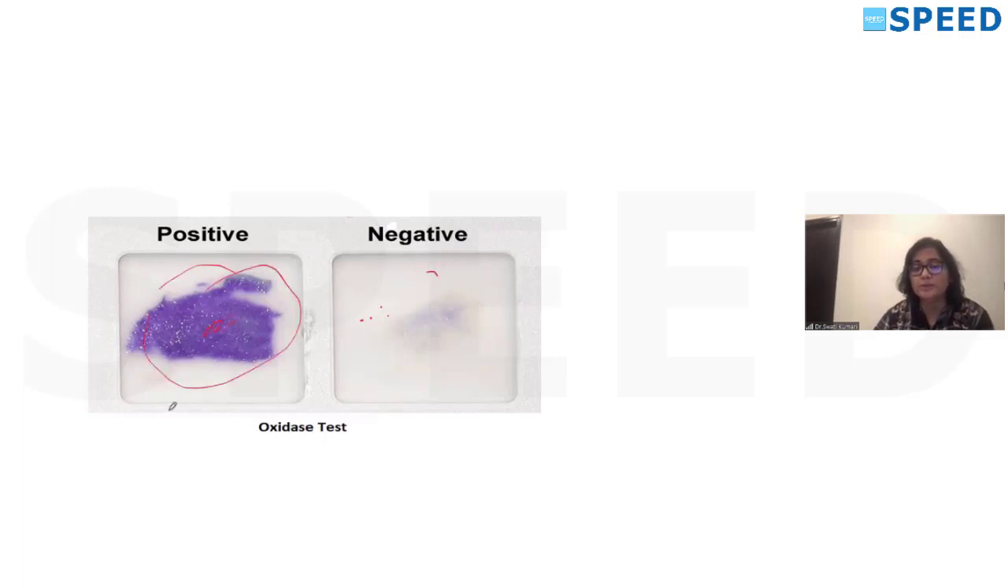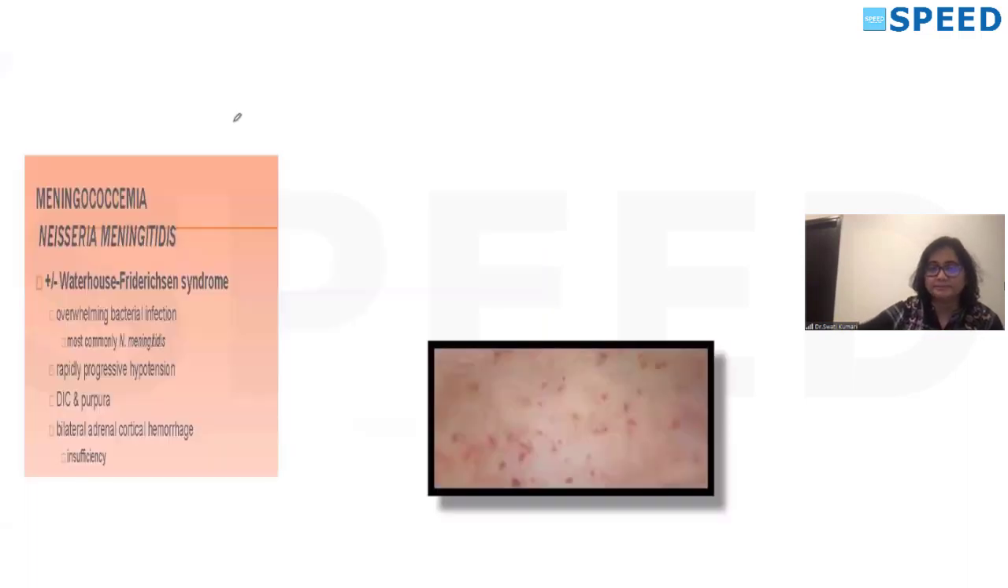This is what the oxidase test looks like. If it's positive, you get a bluish purple reaction within 10 seconds after using the test reagent. Few organisms are oxidase positive. One of them is Neisseria meningitidis, apart from Pseudomonas, which was the question in NEET. So this is the oxidase test.